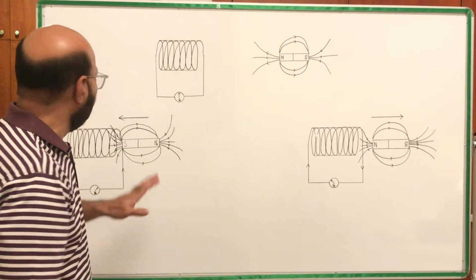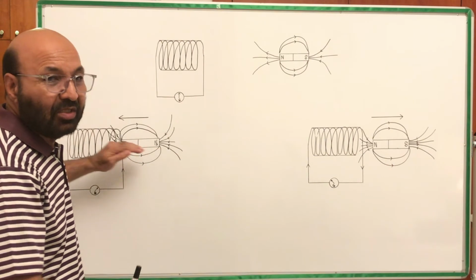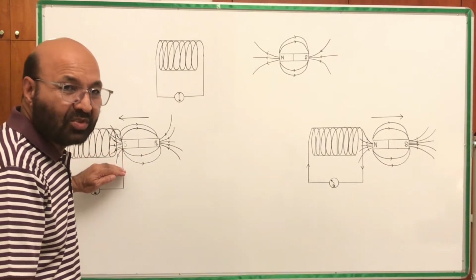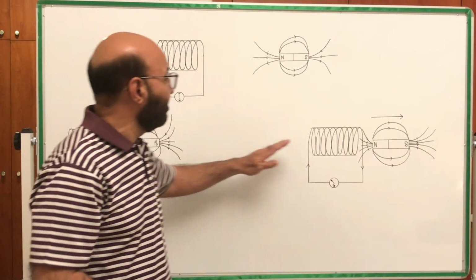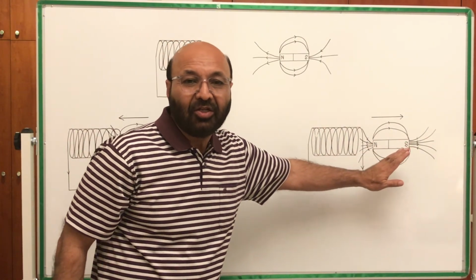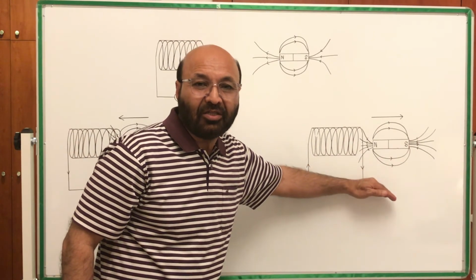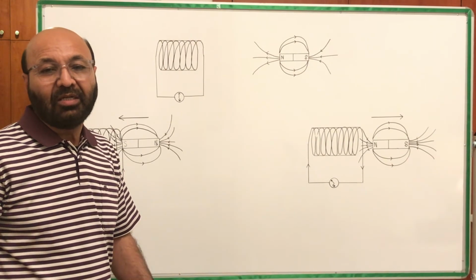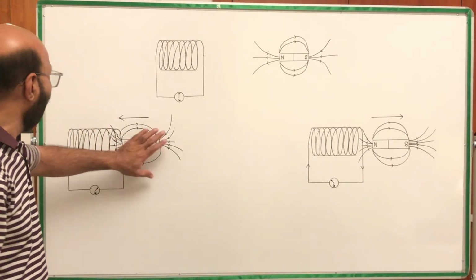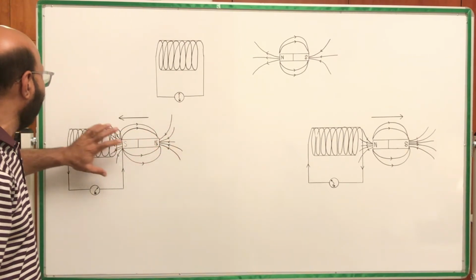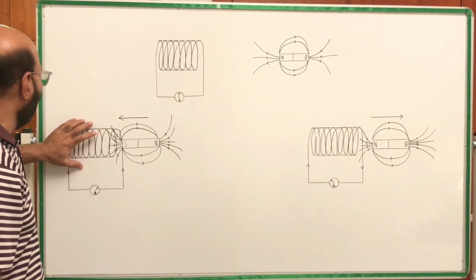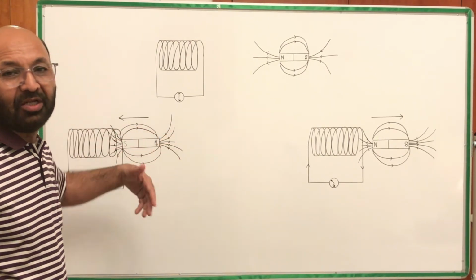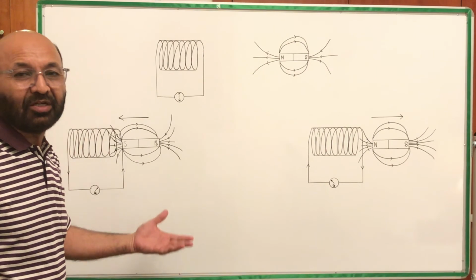and he noted the same effect. When he moved the bar magnet towards the solenoid, there was induced EMF in the circuit, and when he moved the bar magnet away, there was induced current in the solenoid. He repeated the experiment alternatively by fixing the position of the bar magnet, and he moved the solenoid towards and away from the bar magnet, and he noted the same deflection in the needle.